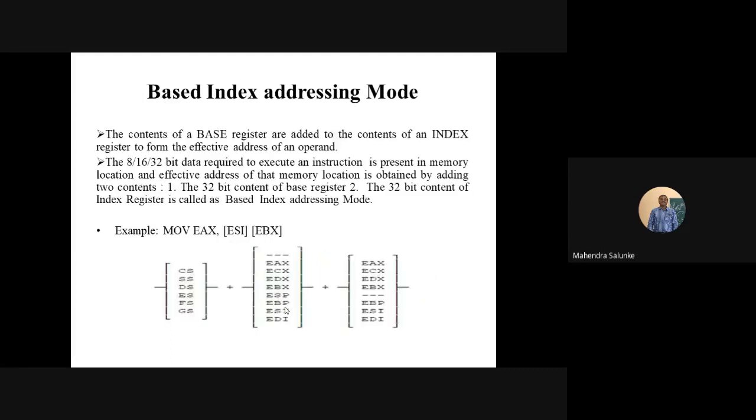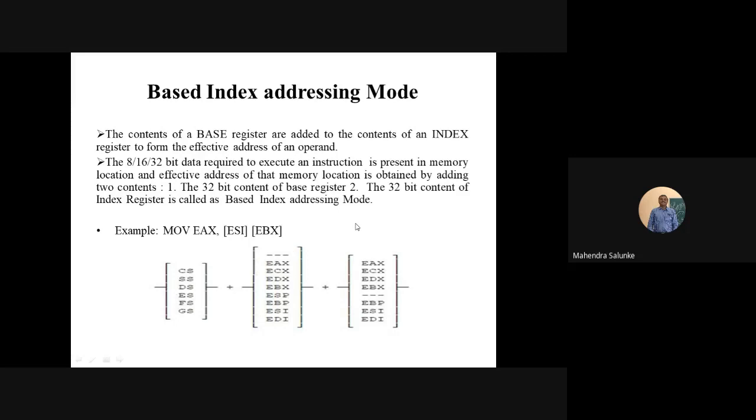The next addressing mode is base index addressing mode. Which two components are there? The base component and the index component, to calculate the effective address. So those two registers are there, the base register and the index register. As per the list, we can use all 8 general purpose registers as a base, and as an index register we can use any of the 7 registers except ESP. That is shown here in this diagram.